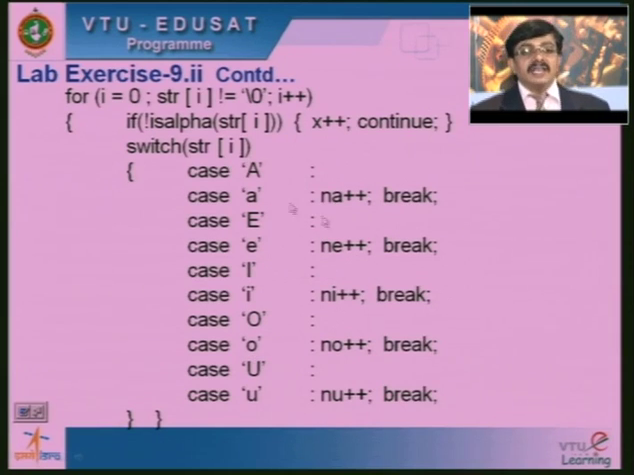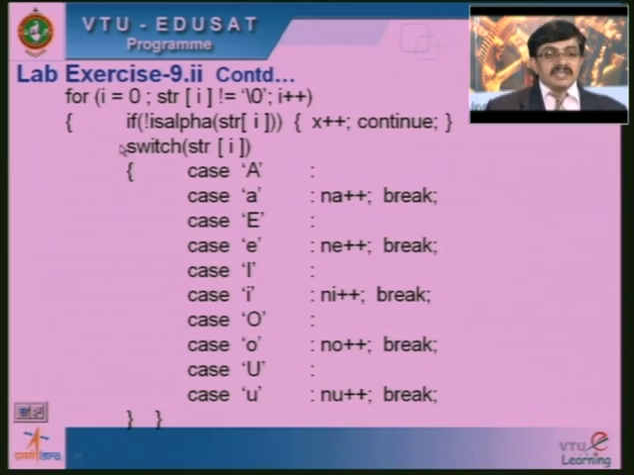So, str of 0 is a consonant. These operations I will take only when I am reading a vowel. So, if none of the cases are satisfied, that character must be a consonant. So, what I do now is go for the next iteration of the loop. When i is incremented, i becomes 1. So, when i becomes 1, str of 1 is not equal to the null character.